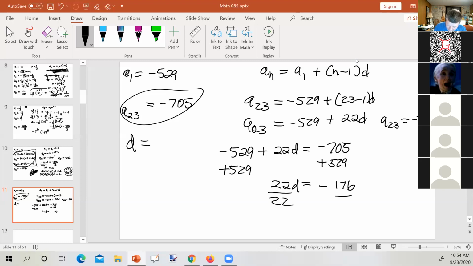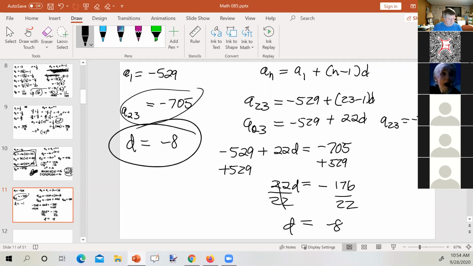If we divide both sides by 22, we get negative 8. So the common difference is negative 8. All right with that? Any questions there? Okay, now we're going to go back and look at problem number 12.